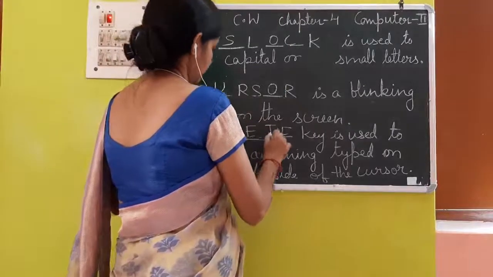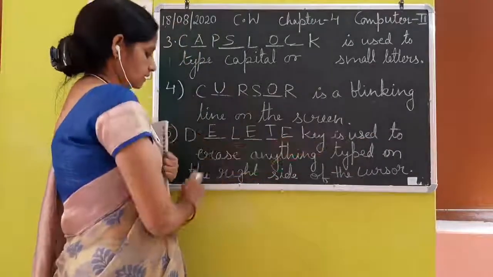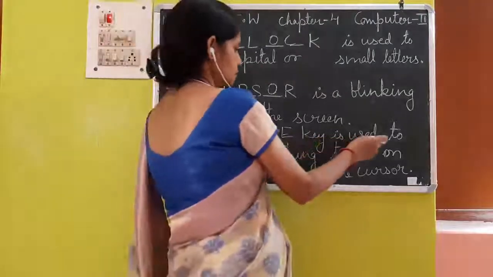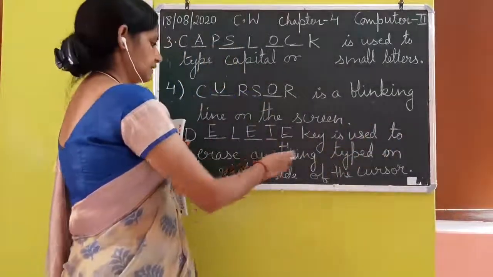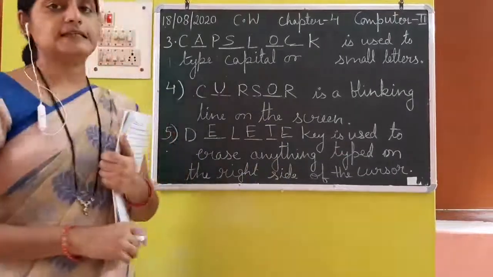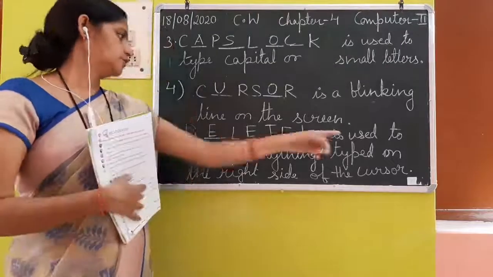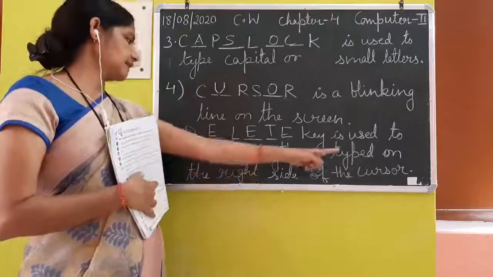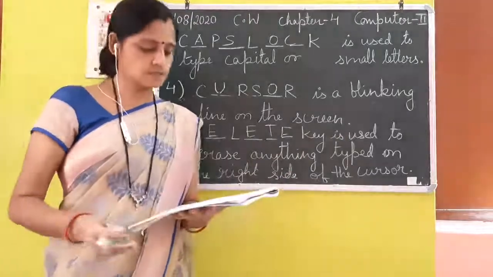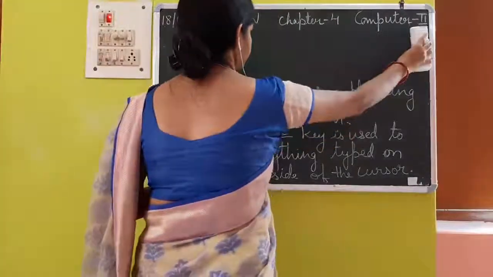Delete key. Delete key is used to erase anything typed on the right side of the cursor. So this is number 5. Now we are going to write 6.